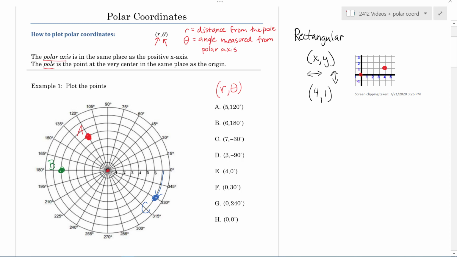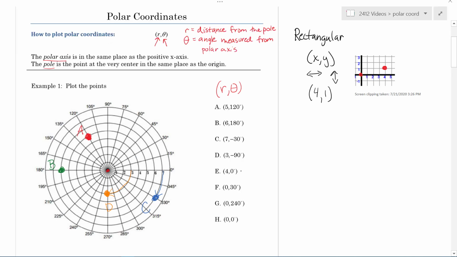Okay, let's look at point D. Point D, we have 3, negative 90 degrees. So we're going to be somewhere on circle 3, 3 units away from the center, so 3 units away from the pole. Okay, but what's the direction that I'm going to plot this point? Well, it tells me to start at the polar axis, or at that positive x-axis, and then move 90 degrees in the negative direction until I get to circle 3. So that's going to be right here. So on circle 3, I went negative 90 degrees. So in the negative direction, 90 degrees, that puts me right here. So that would be point D right there on circle 3.